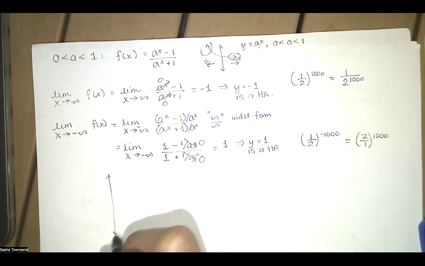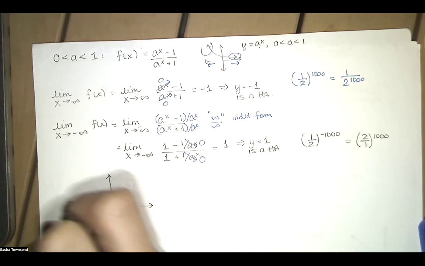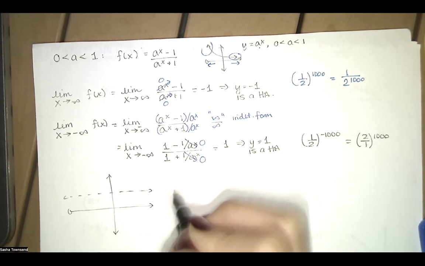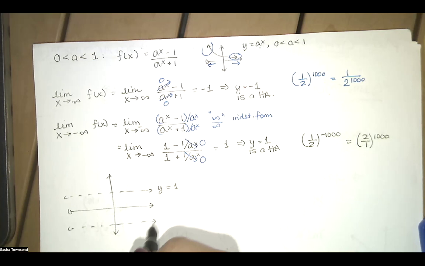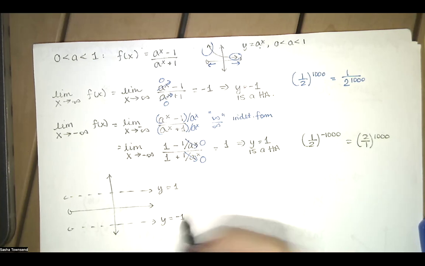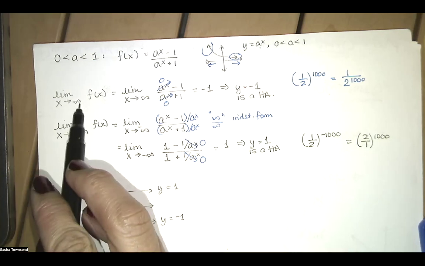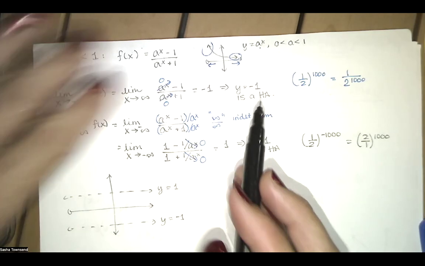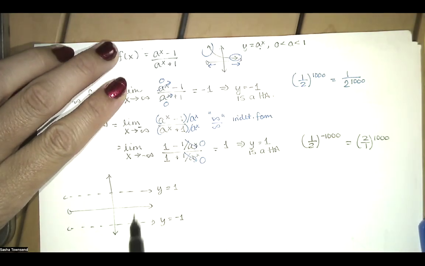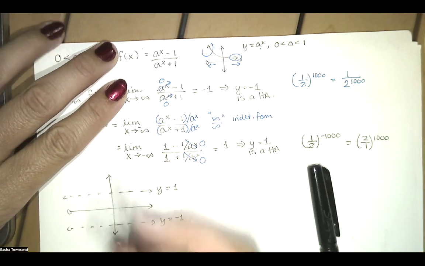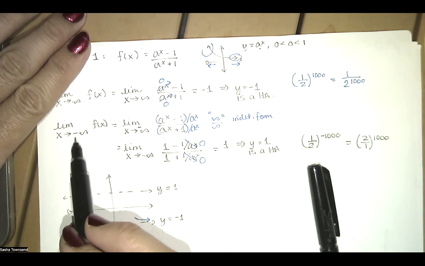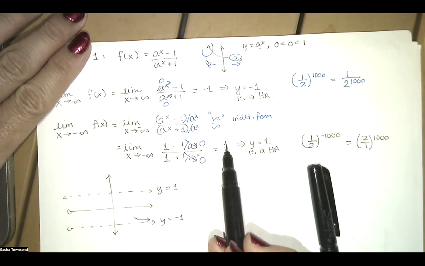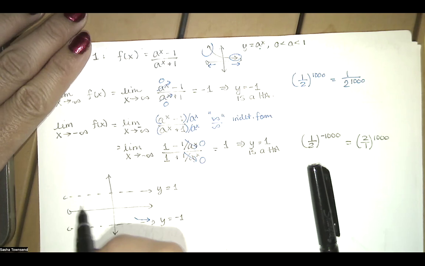So in this case, when a is between 0 and 1, we still have those horizontal asymptotes. We want to be careful though. This says as x goes to positive infinity, y approaches -1. So as x goes to the far right, the function approaches this curve. And then this says as x goes to negative infinity, y approaches +1. So as we go to negative infinity, it looks like that.